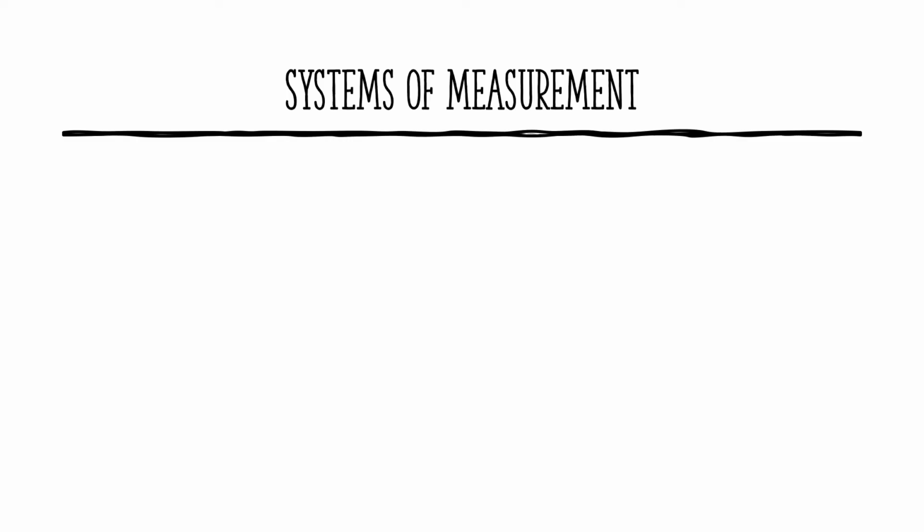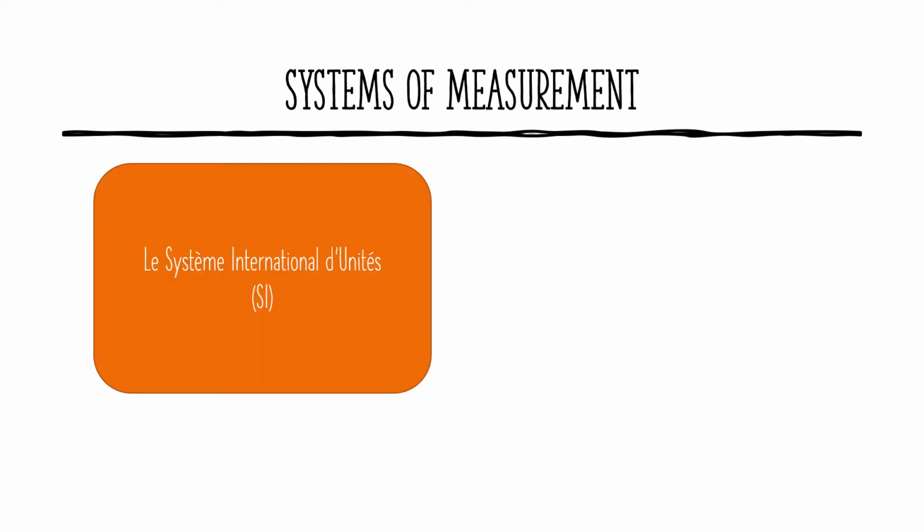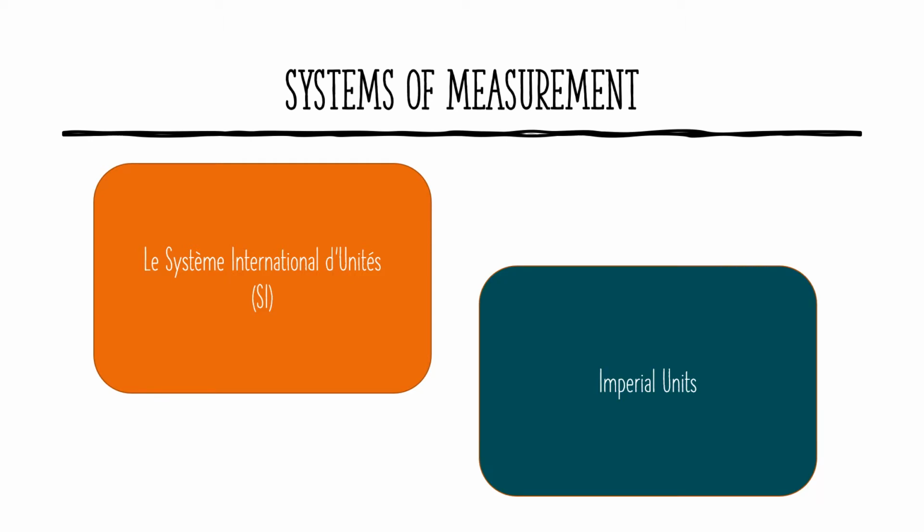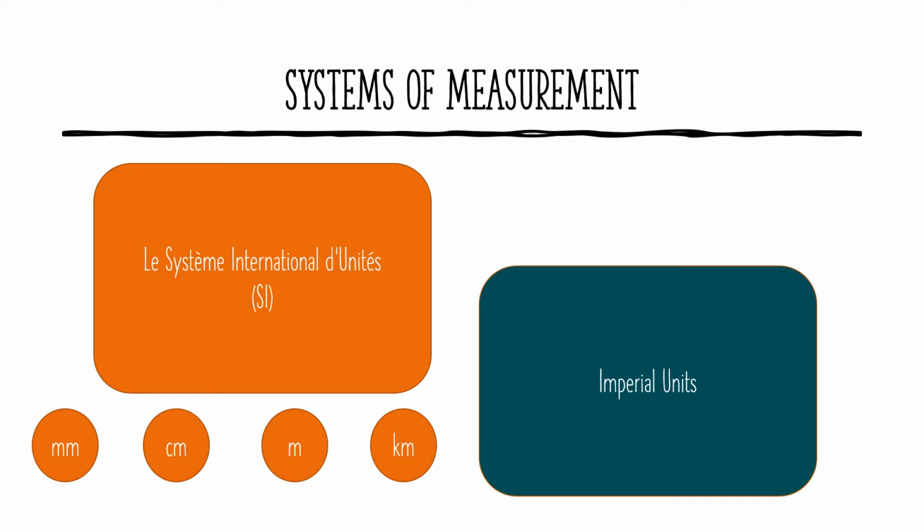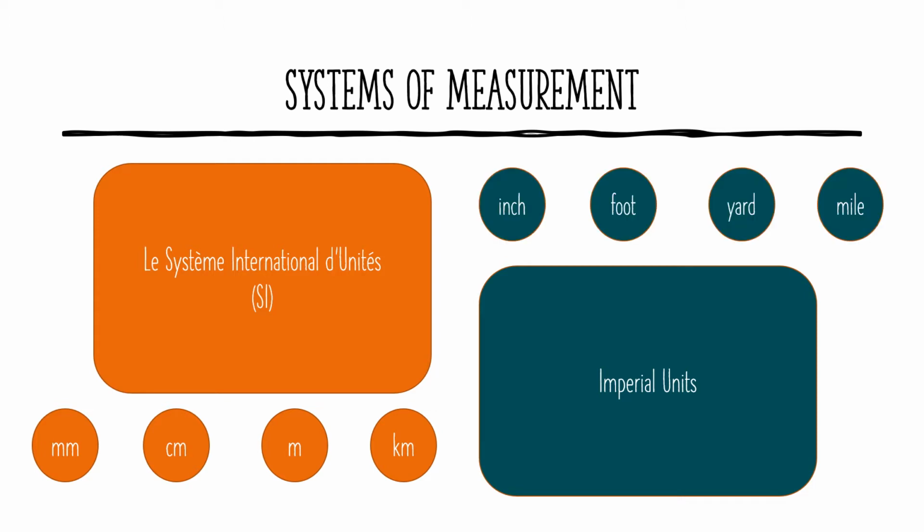There are two linear systems of measurement in math, the SI system of measurement and the Imperial system of measurement. The SI units involve millimeters, centimeters, meters, and kilometers, whereas the imperial system involves inches, feet, yards, and miles.